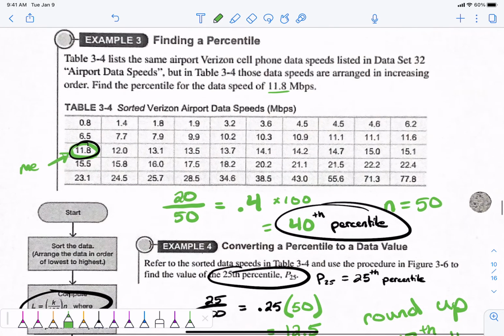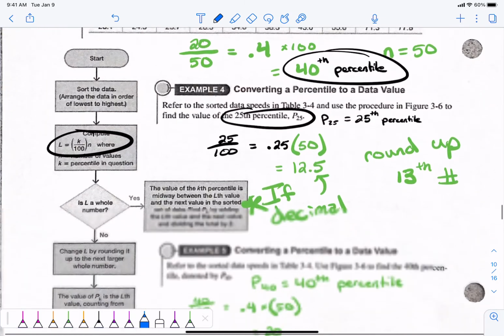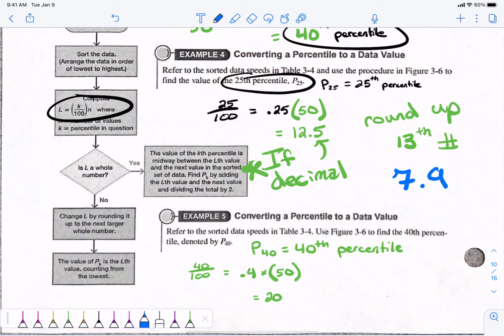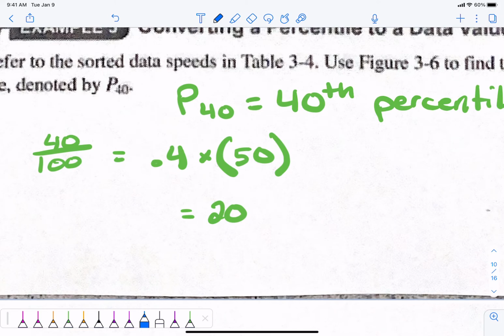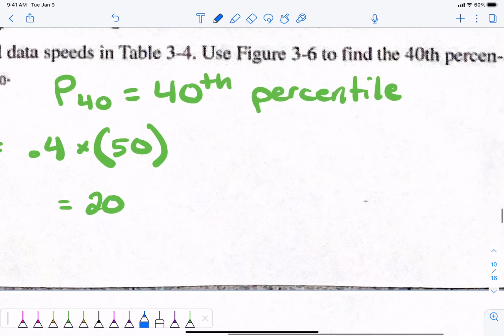So the 13th number in my data set, if we go all the way across, there are 10 numbers going across here, so this would be 11, this would be 12, this would be 13. My 13th number is 7.9. Make sense? Okay, 7.9 is the 13th number, and that's the number I'm looking for. So if it's a decimal, you round it up to the next one, and you take that number in your data set, the 13th number. If your number is a whole number, it's a little bit trickier. You don't round up to the next one. We wouldn't take the 21st number. If it's a whole number, you look at the 20th number.